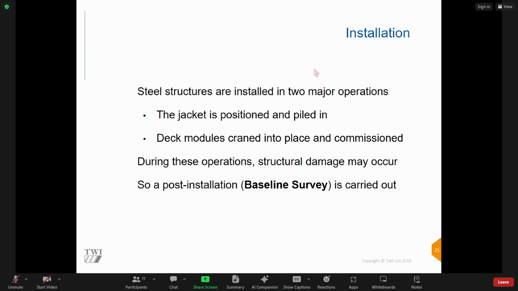Okay. So next stage then is installation. So steel structure is installed in two major operations. The jacket is positioned and piled in. Deck modules are craned into place and commissioned. During these operations, structural damage may occur. So post-installation, a baseline survey is carried out. So baseline survey is the first major in-water inspection.